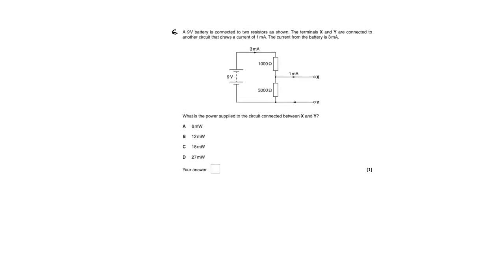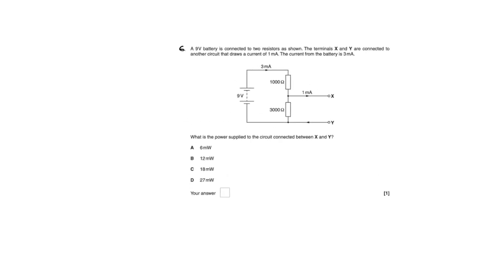Alright, so in this question, I am given a 9 volts battery, which is connected to 2 resistors as shown, and the terminals X and Y are connected to another circuit that draws a current of 1 milliamp. And the battery supplies a current of 3 milliamps. We are asked to work out the power supplied to the circuit connected between X and Y. So we know that power is equal to current times voltage, and I'm using this equation as just one of the examples. Perhaps there's more than one way of doing this question.